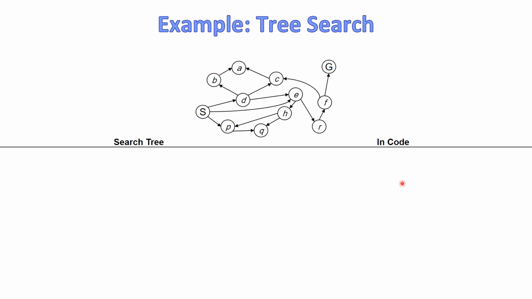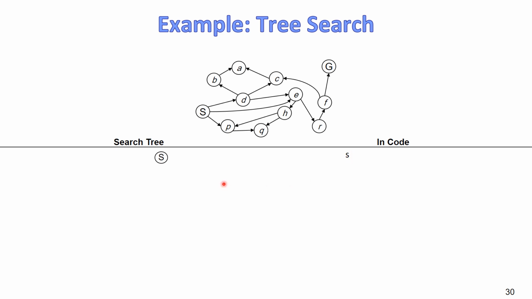Just to show you that, yes, we are doing tree search, we are searching through the search tree, but we are actually not building a tree in memory. It's just a list of leaves. So we will start the search tree with, of course, the start state, S. In the code, we'll just have S as the only node now in the fringe.